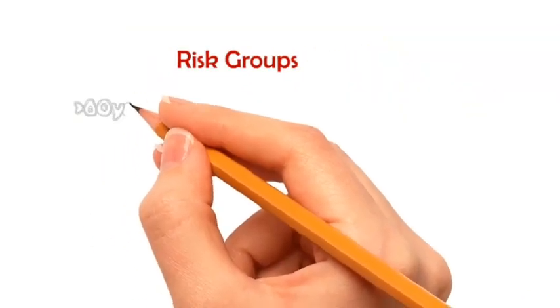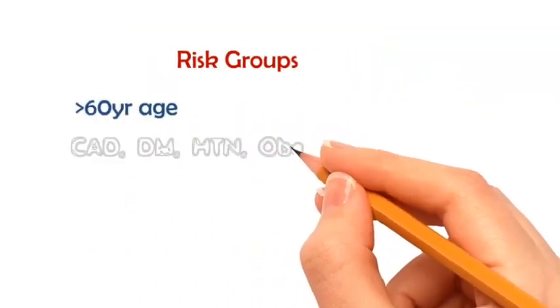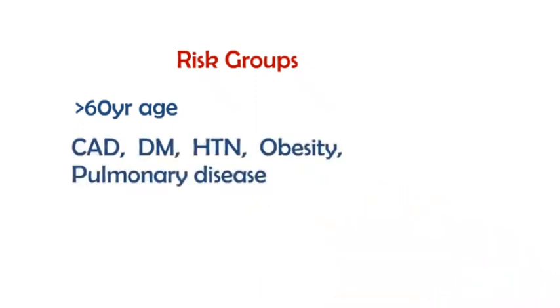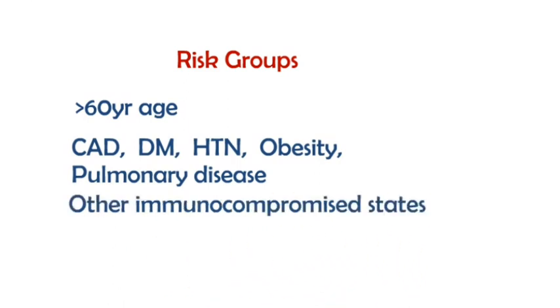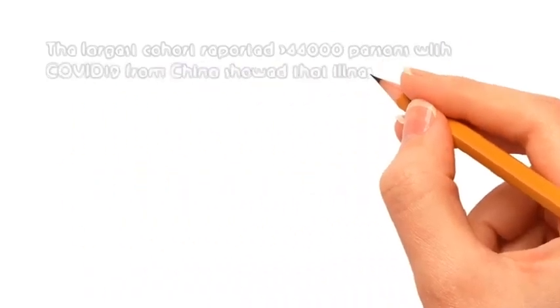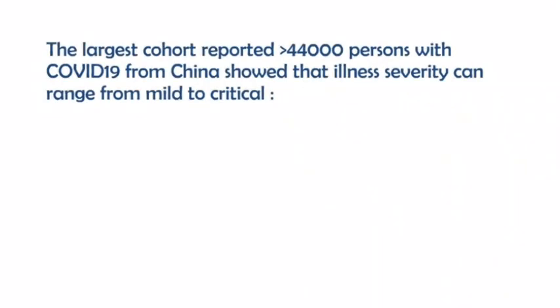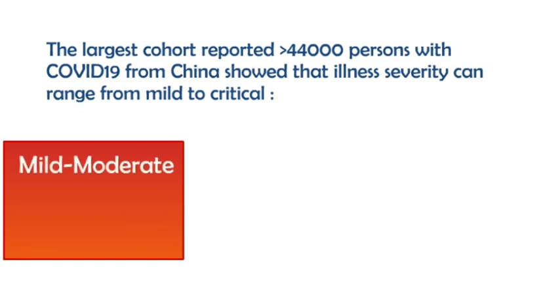People above 60 years of age and individuals with coronary artery disease, diabetes, hypertension, obesity or pulmonary disease and other immunocompromised states are categorized as risk groups. The largest cohort reported in China with more than 44,000 people with COVID-19 showed that the illness severity can range from mild to critical.